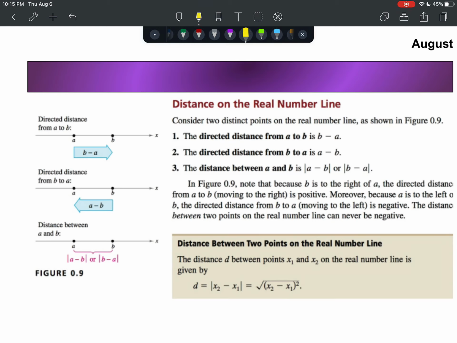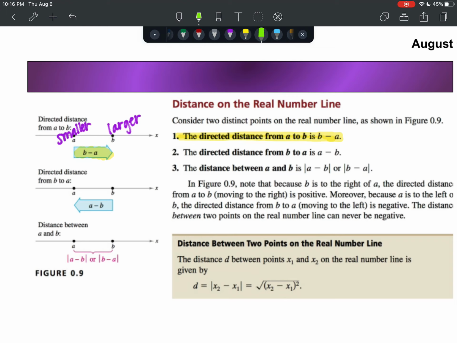The directed distance from A to B, going from left to right, where A is on the left and B is on the right, is B minus A. So you're going to have your smaller number on the left and your larger number on the right. So the directed distance from A to B, think of it as going from A to B, you're growing, so that's a positive value. So therefore, you're going to take the larger number minus the smaller number.